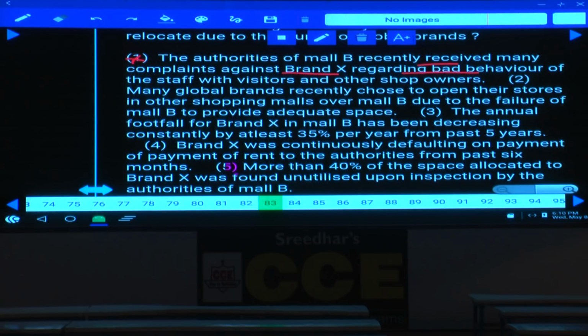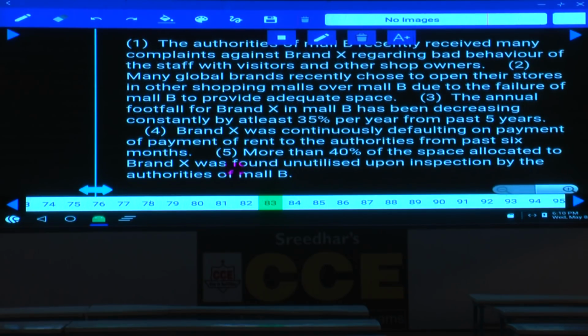Done with this? Then second, what is the second one here? Many global brands recently choose to open their stores in other shopping malls over Mall B. They are preferring other shopping malls to Mall B due to the failure of Mall B to provide adequate space. Hence this is supporting the claim made by this person brand X. Here question ఏం అడిగాడు చెప్పండి, రీజన్ అడిగాడా, may not be the reason అడిగాడా? May not. This is one of the reasons. Whatever the claim made by that person is true, it is strengthening the above argument.